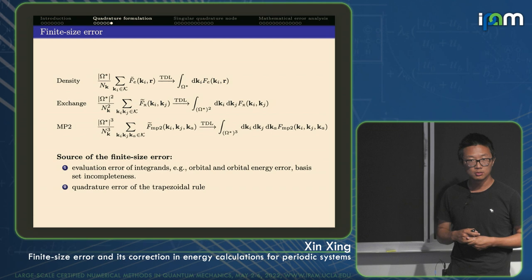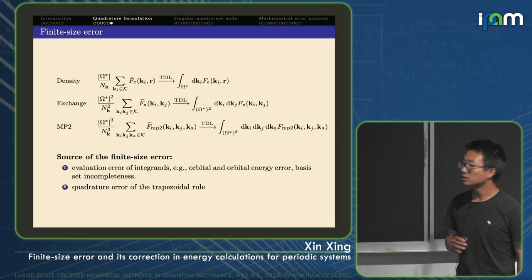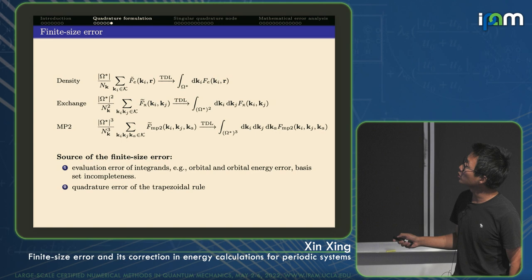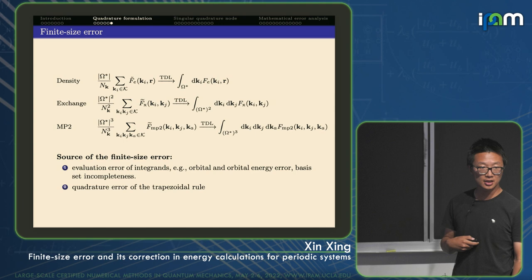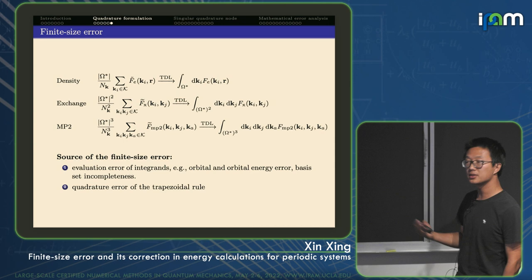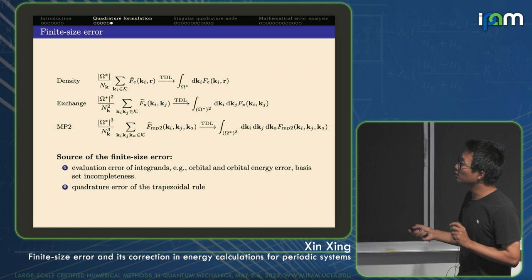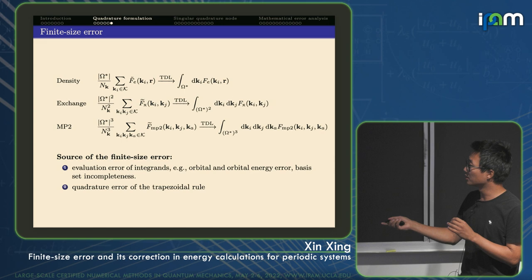So from this perspective, it is quite natural to split the finite size error into two parts. One is the evaluation error of the integrands, meaning the difference between F tutor and F in these cases, which can come from the finite size errors in your computed orbitals and orbital energies. It can also come from the basis set incompleteness. So in the rest of this talk, I will always assume that we know the F tutor exactly. Basically, we assume that we know the exact orbitals and orbital energies, and there's no basis errors from basis set incompleteness.